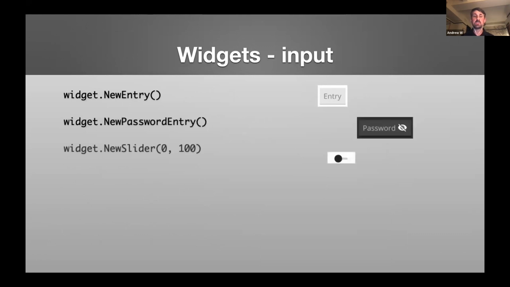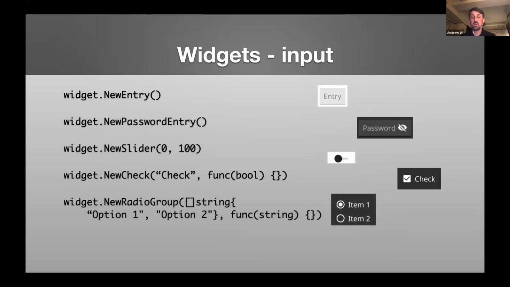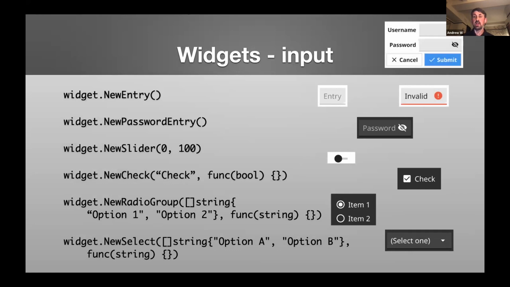We have a password entry, slider, a checkbox if you want to have something on or off, or a radio group to select multiple items, and a select, an alternative form there to pick something from a list. And there's variants of those as well, with validation and forms that have more complex validation as well, that can help you to give a good user experience when they're inputting stuff.